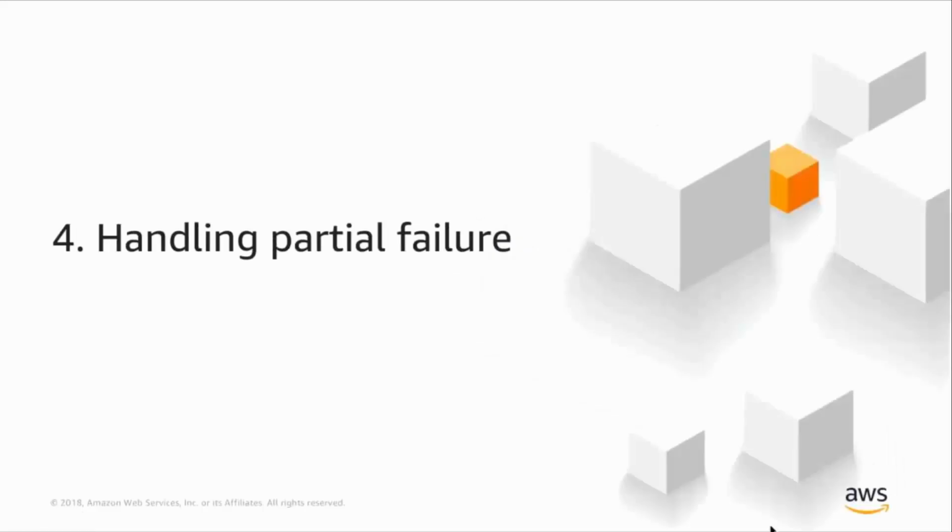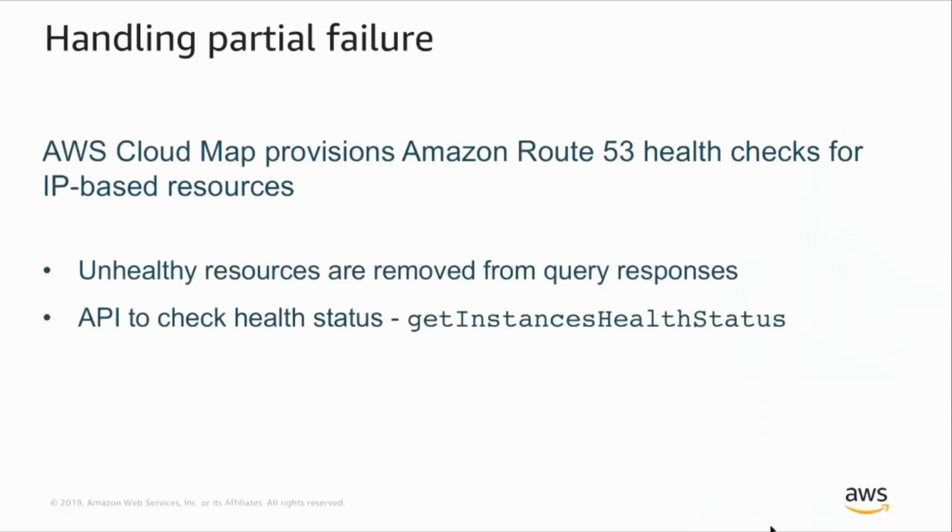The next topic I would like to discuss today is how we handle partial failure with help of AWS Cloud Map. When you create your service, you have a way to provision Amazon Route 53 health checks for all your IP-based resources. Please note it works for IP-based resources only. In that case, all the unhealthy resources are removed from query responses automatically. You have an API to check the health status, and that all helps you build more resilient applications.